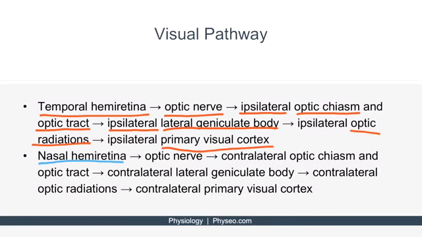Now the nasal hemiretina is the medial half of each retina in each eye. From there it goes to the optic nerve, and then from the optic nerve you would go to the optic chiasm and then the contralateral optic tract. So it has decussated at the optic chiasm. And then it'll go to the lateral geniculate body, again on the contralateral side, and then it'll go to the optic radiations, and then finally the primary visual cortex. So let's draw this out.